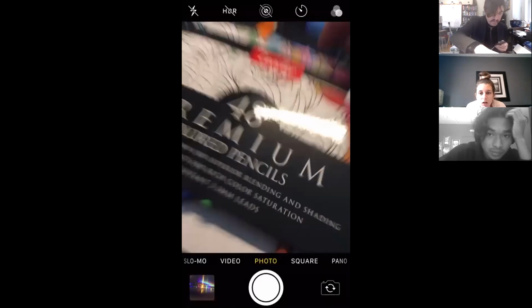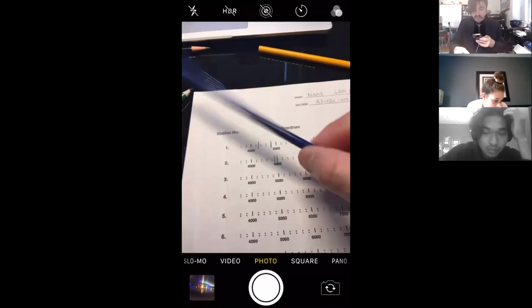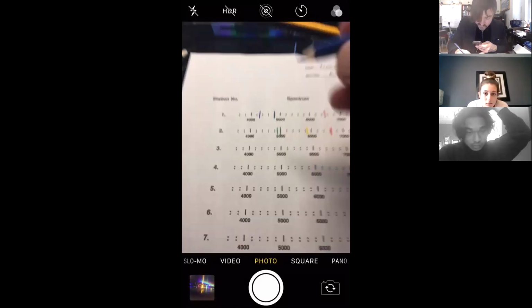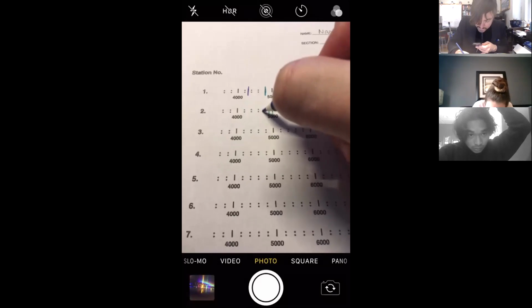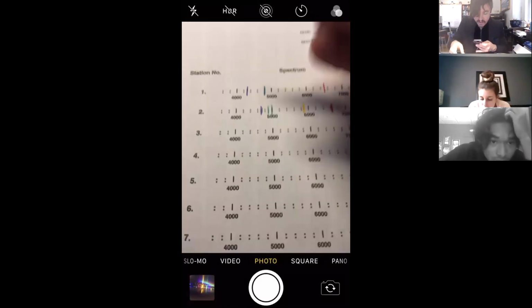So let's get out our indigo here. Here's a beautiful dark indigo. 469. And then we got a violet at 445.